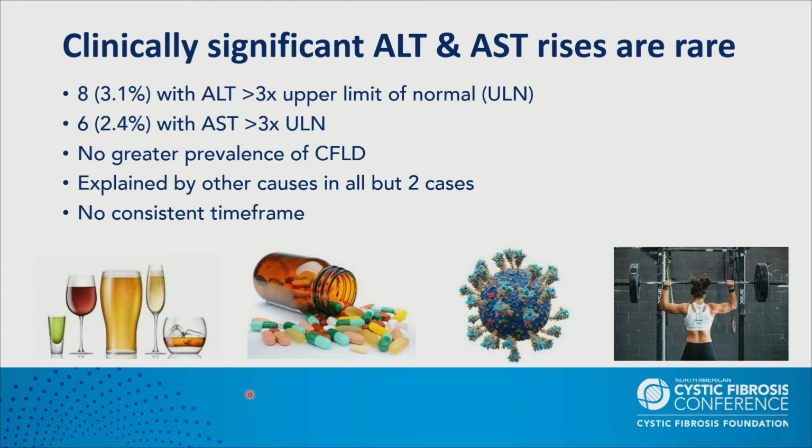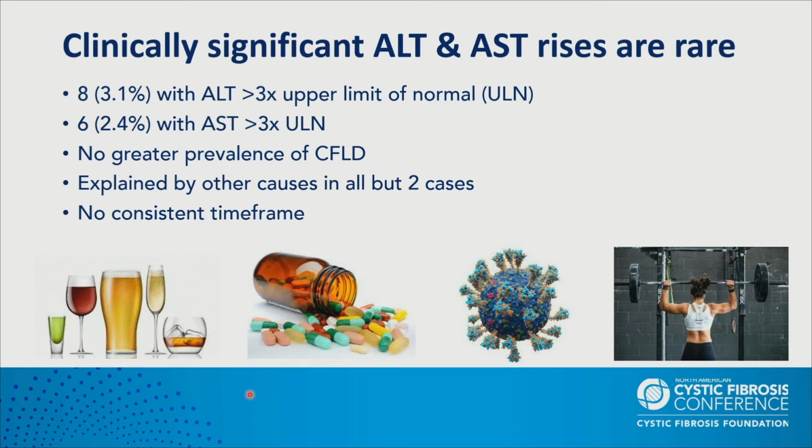In terms of people who developed clinically significant rises in transaminases, and for this we defined as greater than 3 times the upper limit of normal, there were 8 individuals who developed an ALT of greater than 3 times the upper limit of normal, 3.1%, and 6 of these individuals also had a significant AST rise. And in fact, when we looked in further detail, in all but 2 of these cases, this could be explained by alternative causes such as alcohol, alternate medications, viral infection, or weight resistance training.